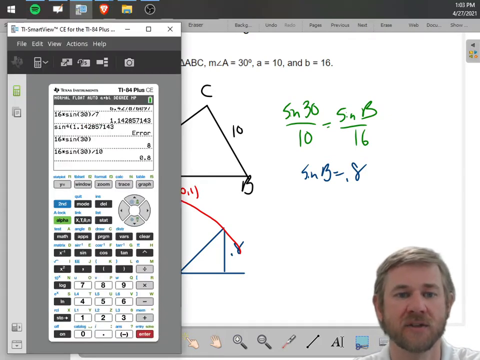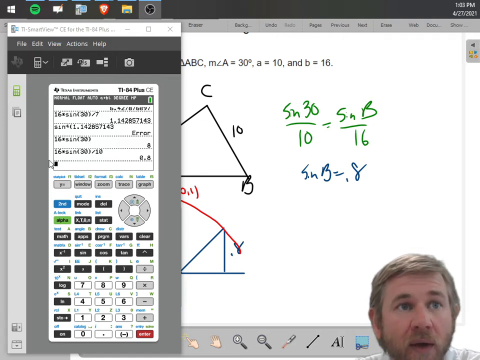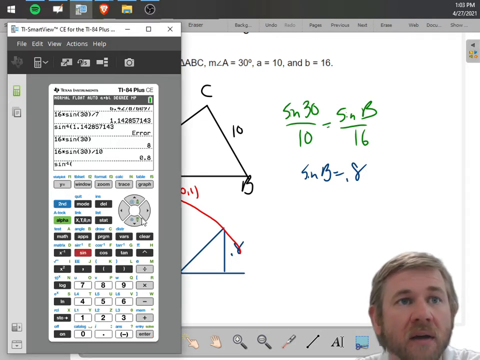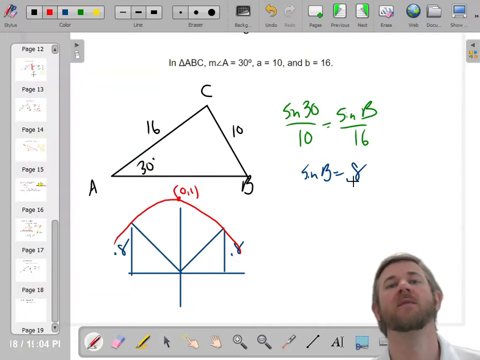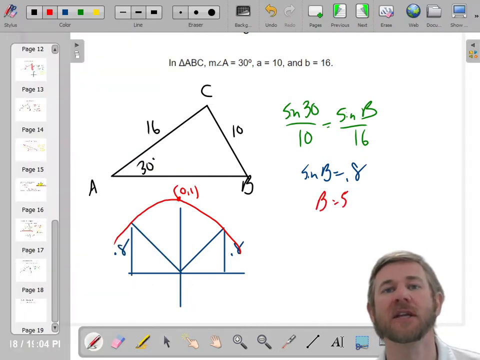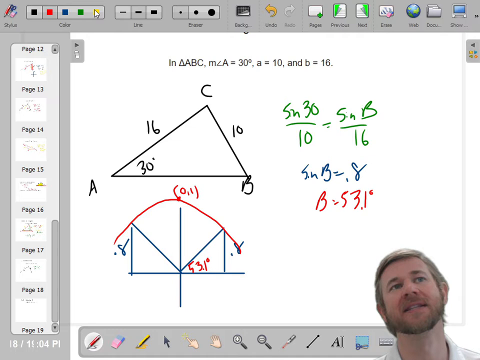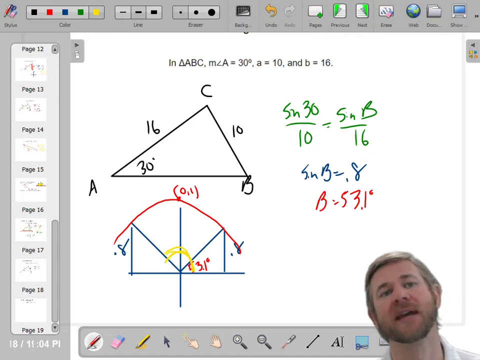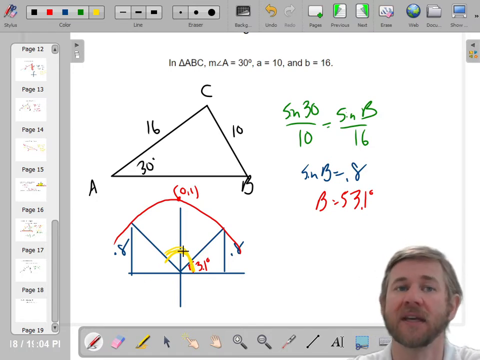So if I take the inverse sine of 0.8, I get 53.1. So B is 53.1. At least the reference angle is 53.1. It's possible that we're actually in the second quadrant, and the reference angle, 53, can help us find this guy. And that will always be supplementary. They have to add to 180.